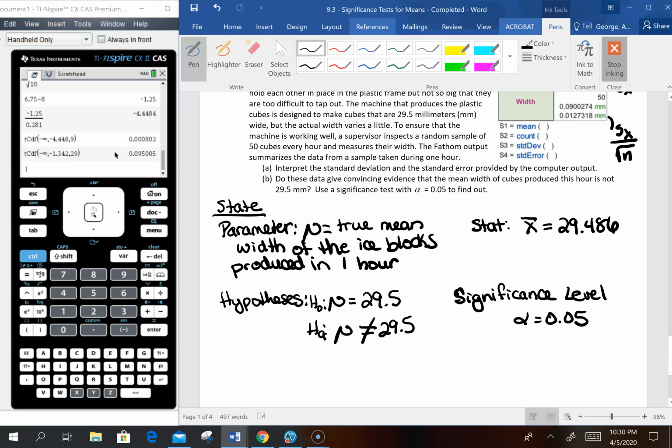All right, so that's our state. Next up is our plan. So first off, when we're saying our plan, we have to say what we're doing. So we're going to do a one sample t-test for mean. And then we've got to check our conditions.